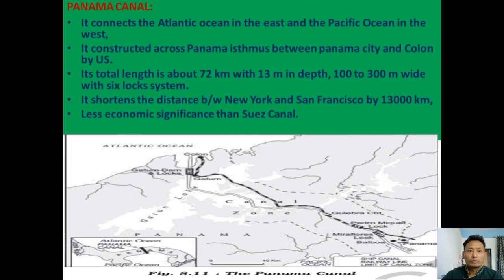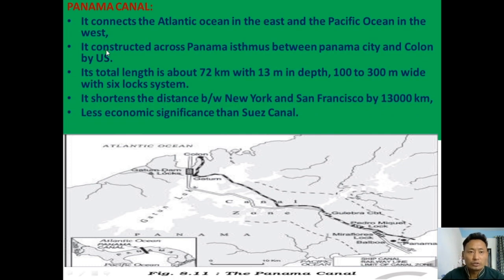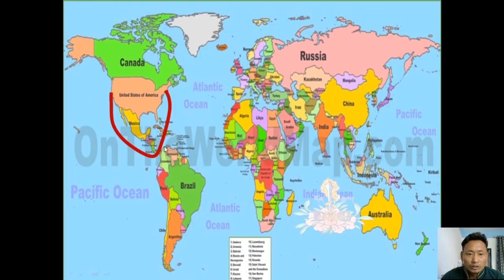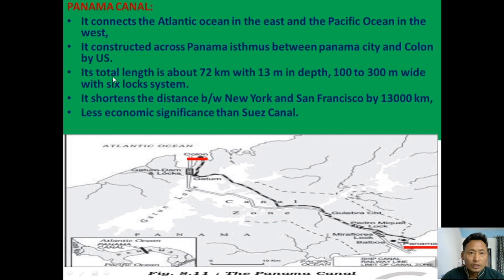Next we are going to learn about the Panama Canal. This canal was constructed in order to connect the Atlantic Ocean in the east and the Pacific Ocean in the west. Here we have the map of the route of the Panama Canal. This canal is constructed in Panama, across the Panama Isthmus.